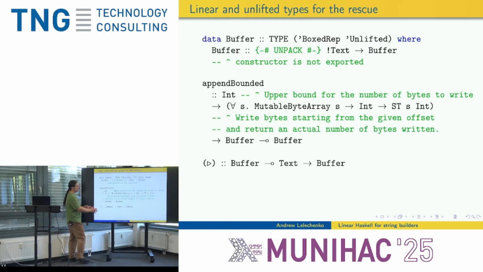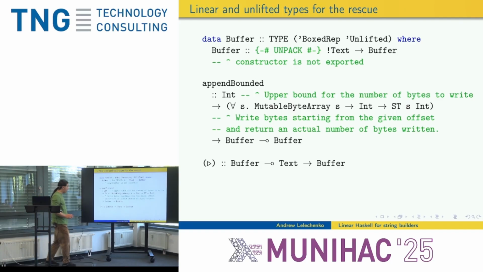So how to read these things? The linear arrow says that the buffer is consumed linearly, and text is consumed unrestrictedly. There are no restrictions on text. You are free to use it later on, no problem with that. And that's the basic interface.